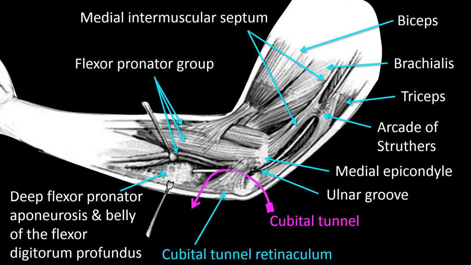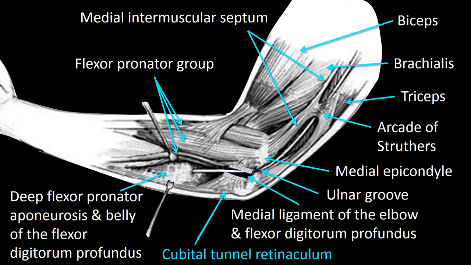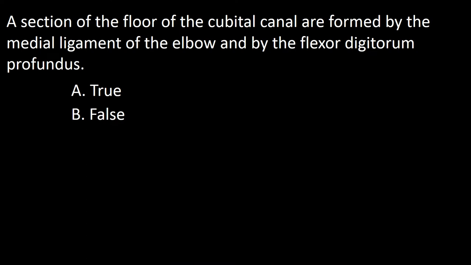Notice the introduction of the arrow. The arrow is going through the cubital tunnel. Were we to cut the cubital tunnel retinaculum as we have done in this frame, we would find at the bottom the medial ligament of the elbow and the flexor digitorum profundus. So the answer to this question is true.